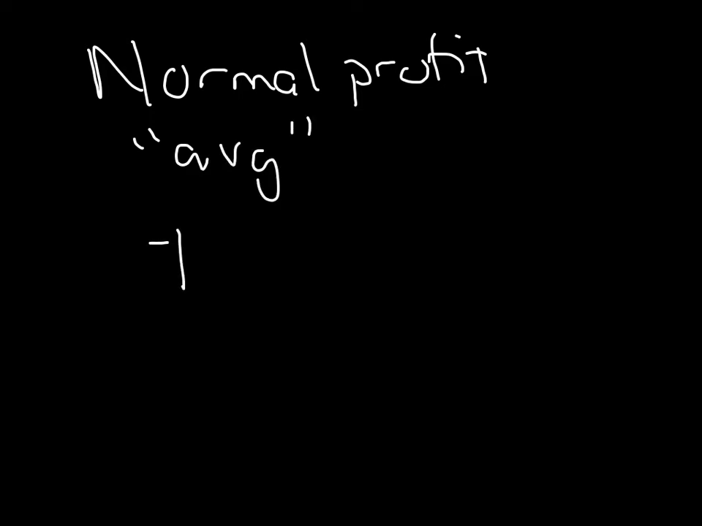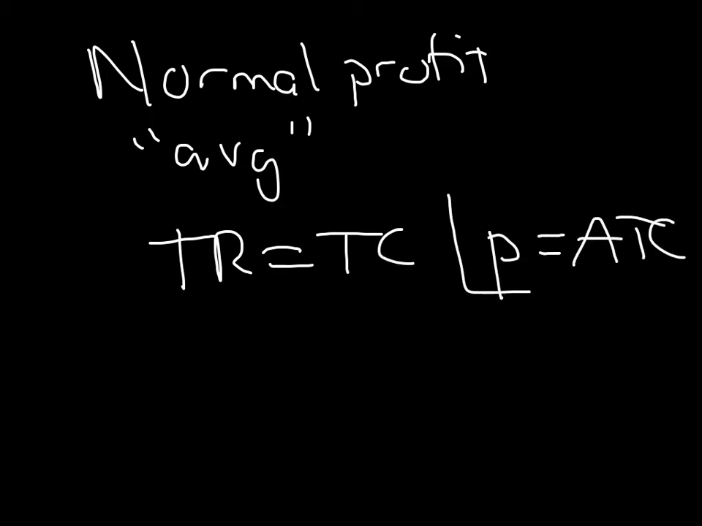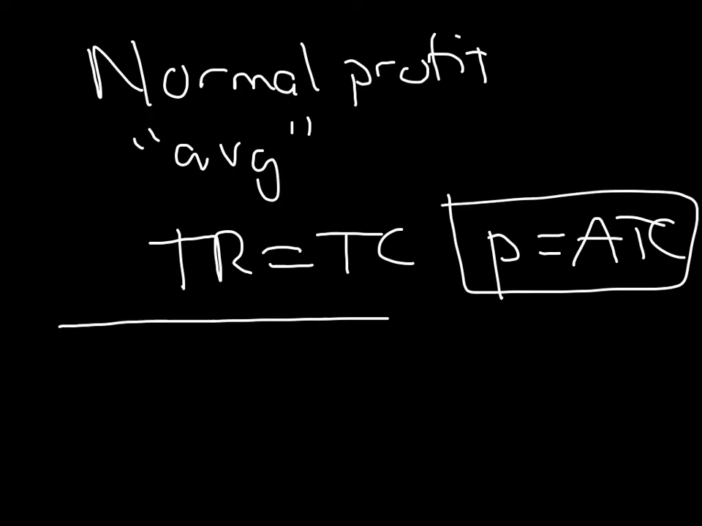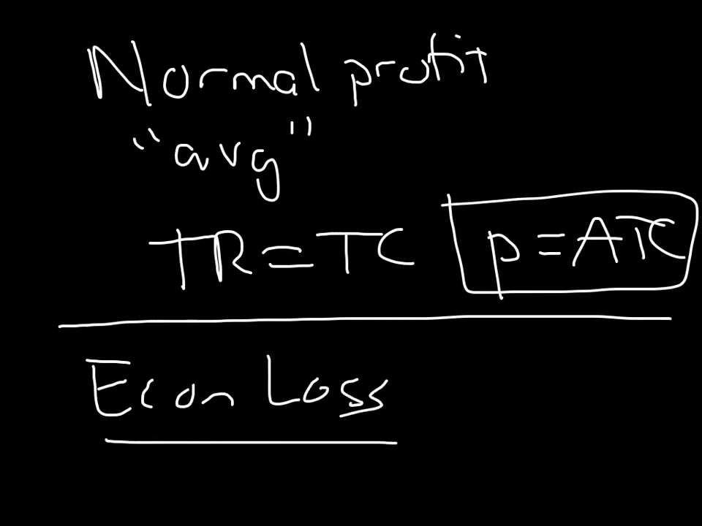So if there's a normal profit, which is also called an average profit, then total revenue equals total cost, or price equals average total cost. If there is an economic loss, then of course your total revenue is less than your total cost, and therefore your price is less than your average total cost.